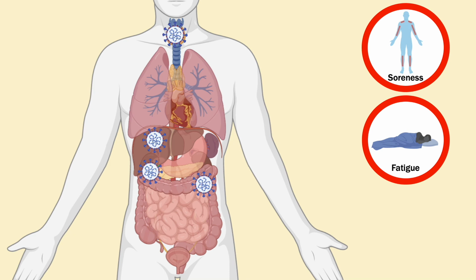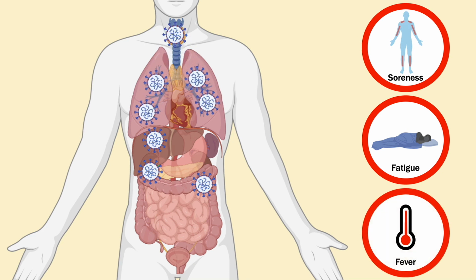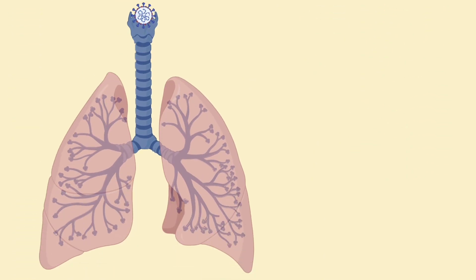Additionally, the body tries fighting the virus by increasing its temperature, which is why we experience a fever. The higher temperature of a fever helps kill the virus, but it also helps the immune system run a bit faster. The organs that are the most significantly affected by the coronavirus, however, are the lungs. So let's look at the lungs in some more detail.